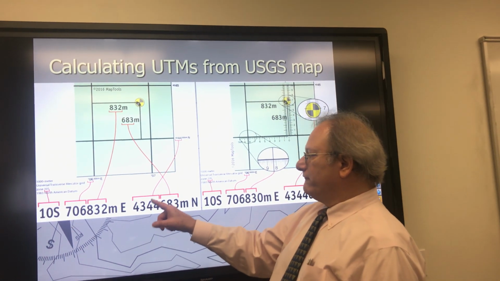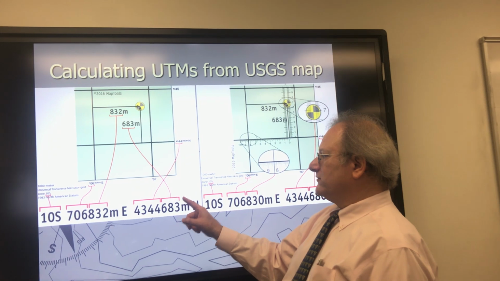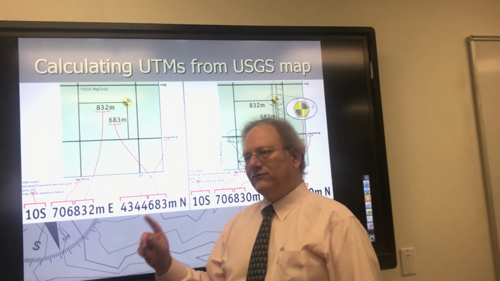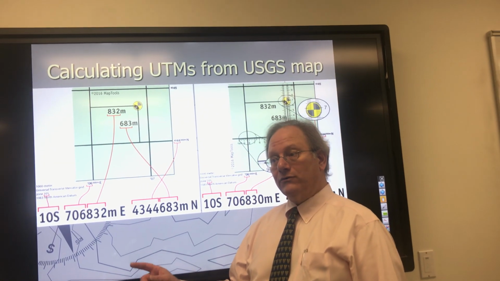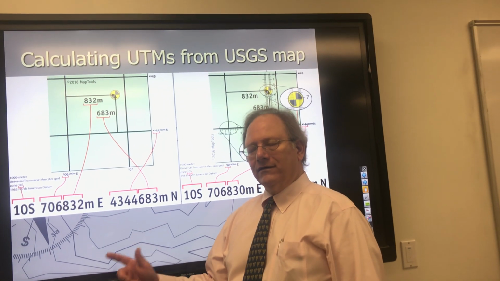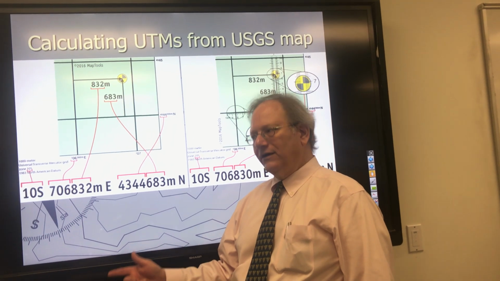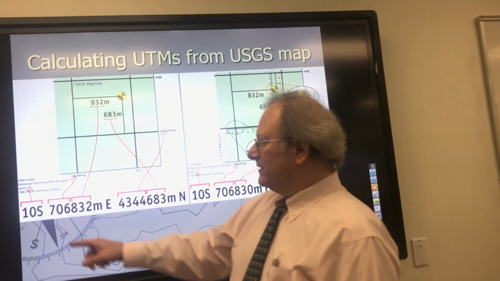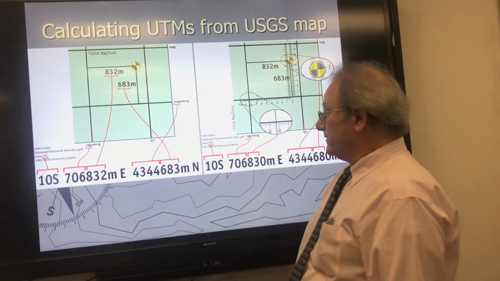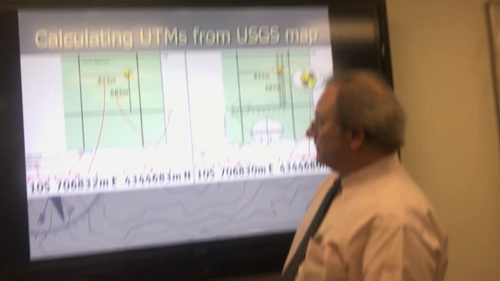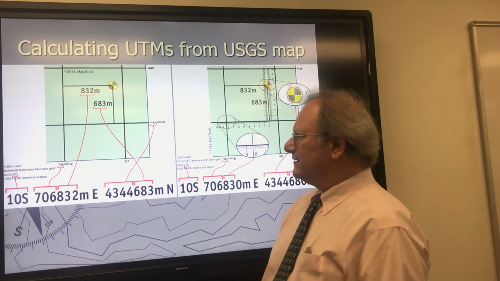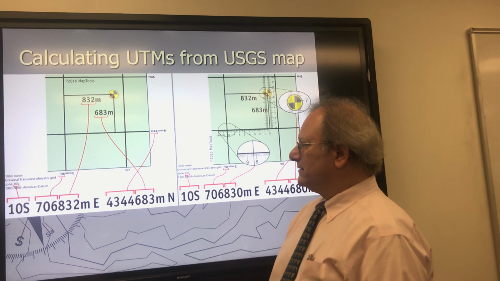And so the coordinate in the UTM system for that point is 706,832 meters east, 4,344,683 meters north. And for your UTM coordinates to be complete, you have to specify the zone. If you don't specify the zone, then there's at least 60 places on the globe with those same UTM coordinates. So you must specify the zone. In this case, the zone is apparently 10S. S is for south. I don't know where that is, but we could figure it out. But where in the United States? 10 south.